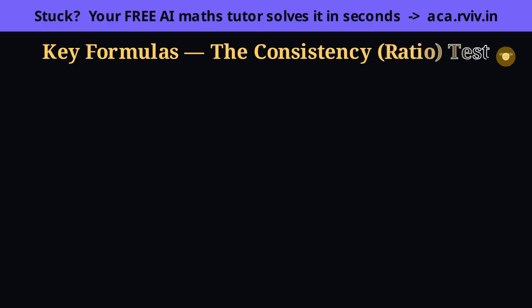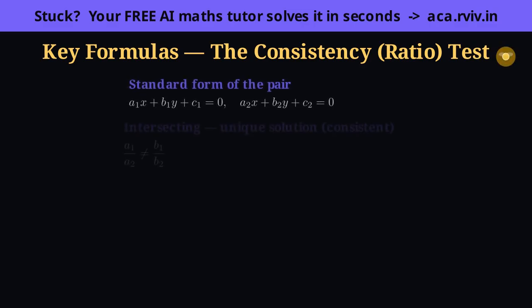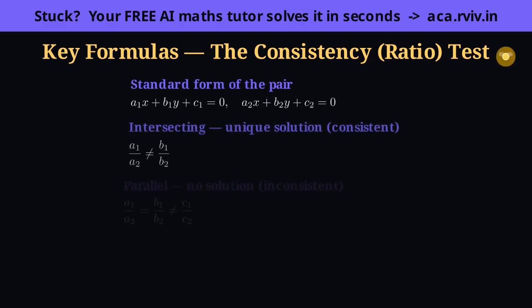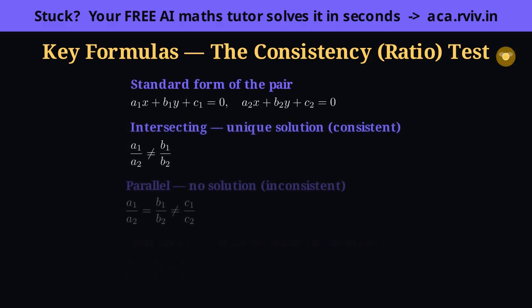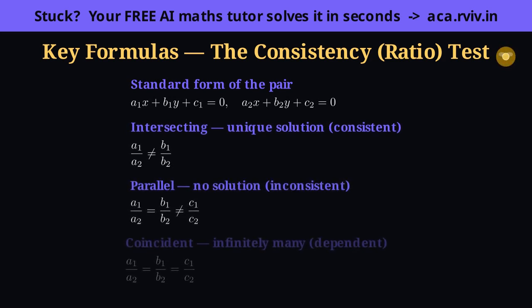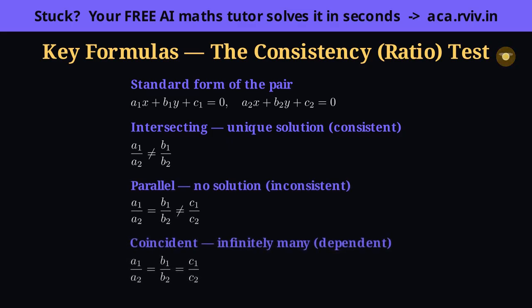If the a and b ratios differ, the slopes differ, so the lines cross once, a unique solution, and the pair is consistent. If A and B match but C is different, equal slopes at different heights means parallel, no solution, inconsistent. And if all three ratios are equal, one equation is just the other scaled, so it is the very same line, infinitely many solutions, a dependent pair. Understand those 3 lines and you never have to memorize them.